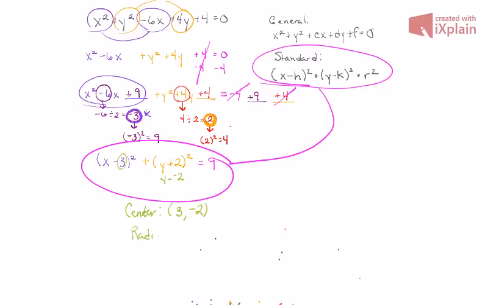And my radius, in order to find it, we will take the square root of that 9 that we have. And so our radius is 3 units. Okay, so there's the solution for number 91 plus a little bit of additional information. I hope this was helpful.